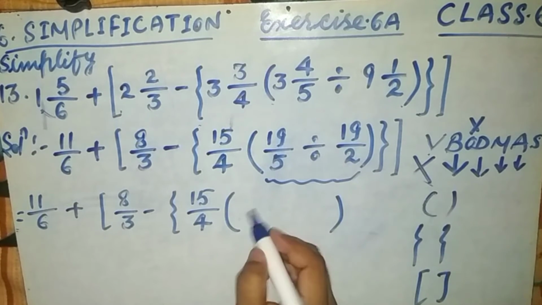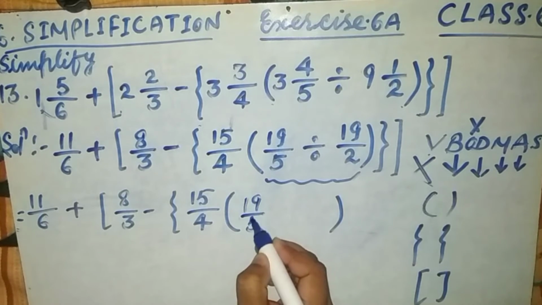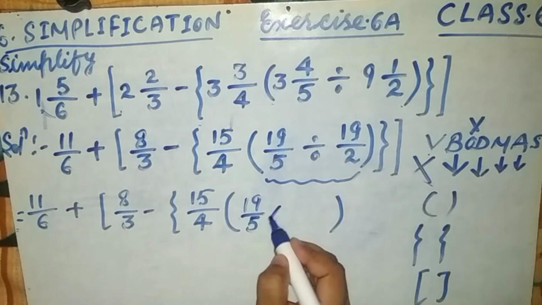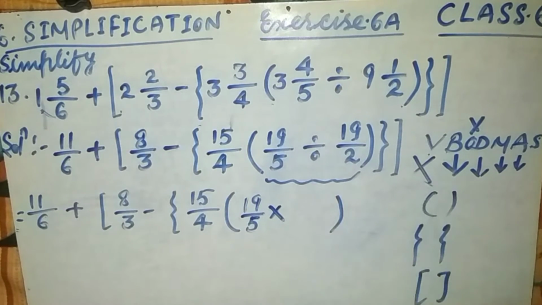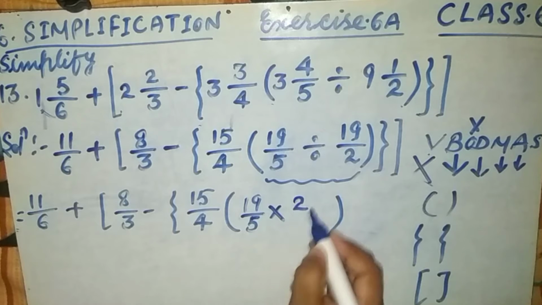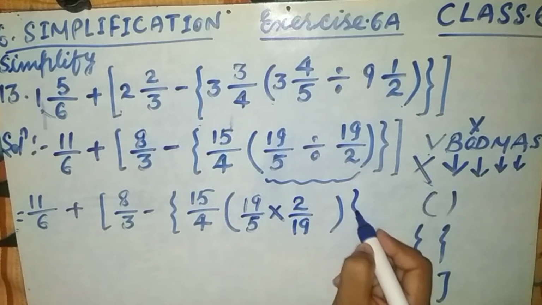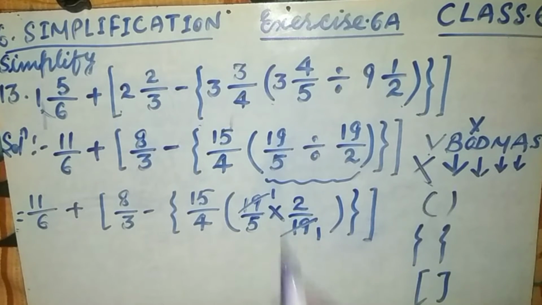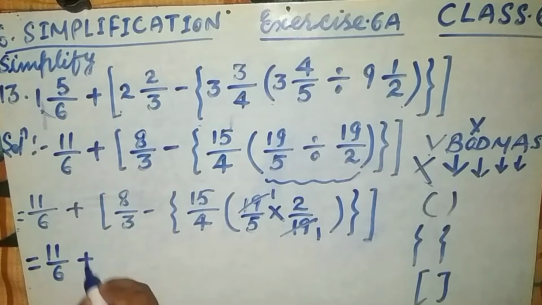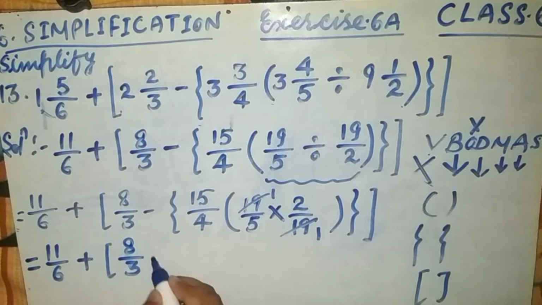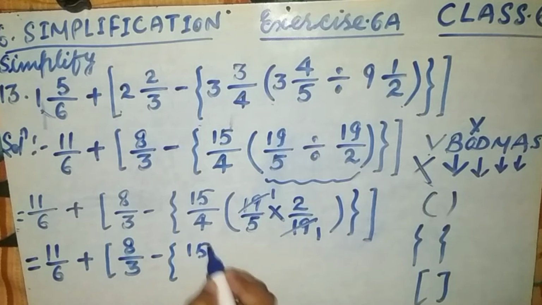No, sorry, I think this is plus. Now this is 19 by 5. Okay, I'm so sorry. Write this fraction as it is. Now change this operation to multiplication. Then we have to write the reciprocal of this, and the reciprocal of this is 2 by 19. I hope you will be clear. Then the curly bracket and close with the big bracket. 19 times 1 is 19, 19 times 1 is 19, so they get cancelled. Now see friends, 11 by 6 as it is, plus the big bracket as it is, 8 by 3 as it is, minus the curly bracket 15 by 4 as it is.